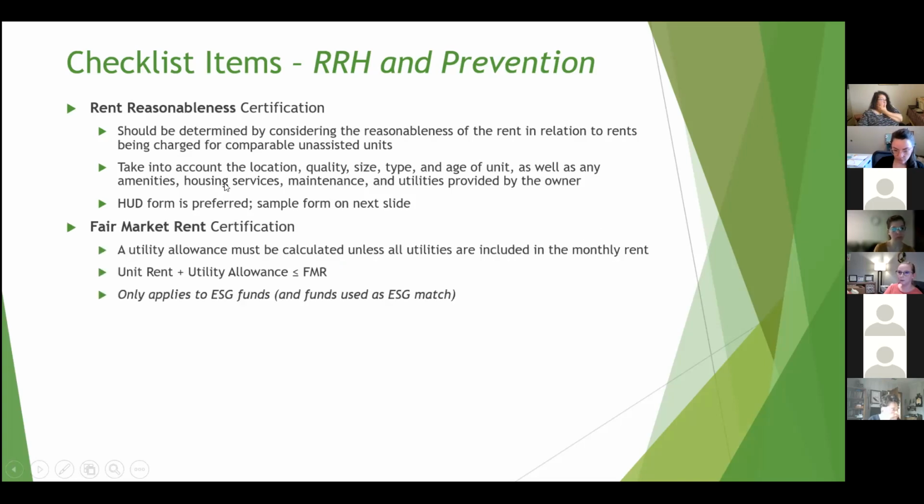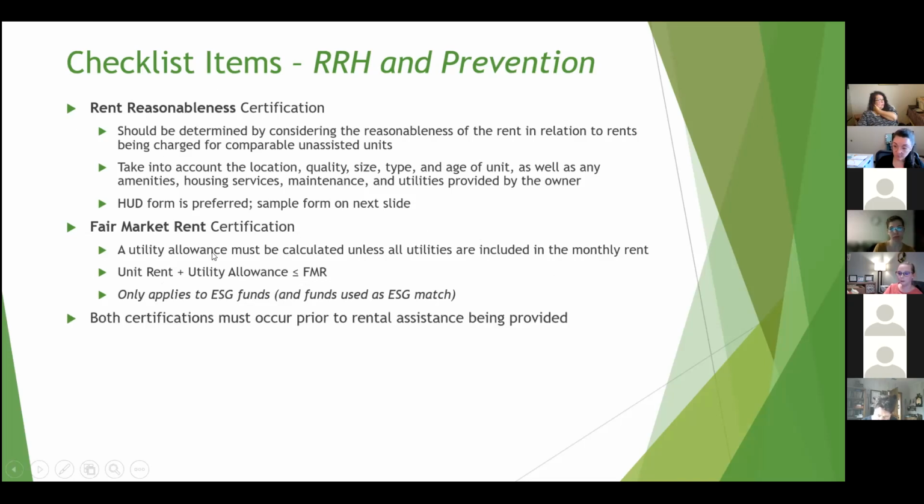And then what's usually done along with rent reasonableness is the fair market rent. For this one, a utility allowance does need to be calculated unless all utilities are included in rent. But if the tenant is responsible for any of the utilities, it does need to be calculated. And then the unit rent plus the utility allowance has to be below the fair market rent for the area. As a note, this fair market rent only applies to ESG funds and funds used as ESG match, but it does not apply to HPP if you're not using it as match, and it does not apply to ESG CV funds. But the rent reasonableness does apply.